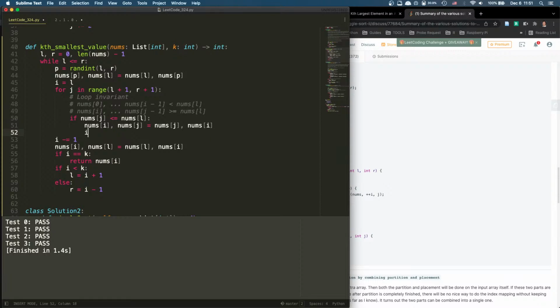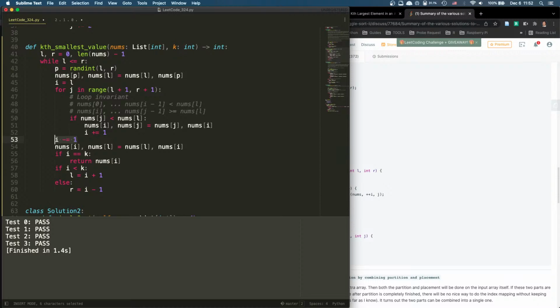So after this, I need to plus equal 1, because after the swap, nums I will point to something smaller than nums L. If it's smaller than, then I need to plus 1. If it's equal or larger, then I simply move the J forward. Yes. And once we're done, I is the value pointed to. I is the first value.